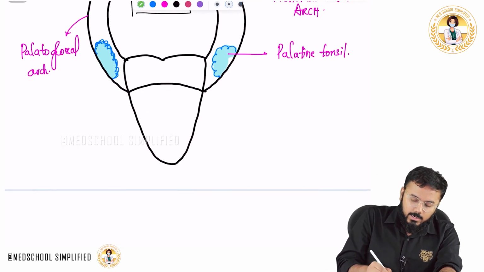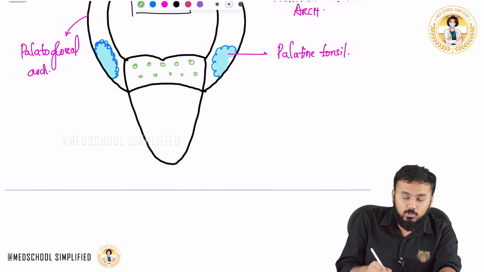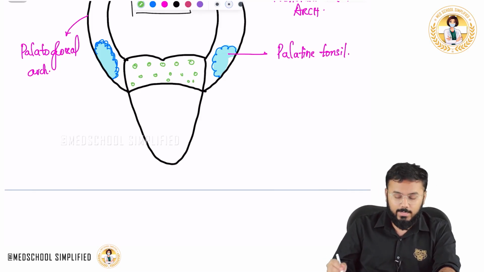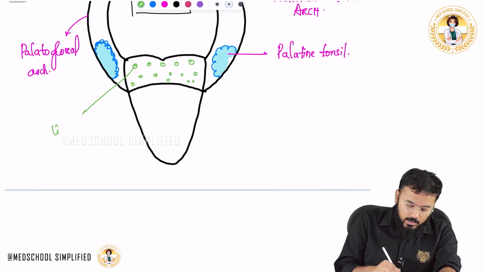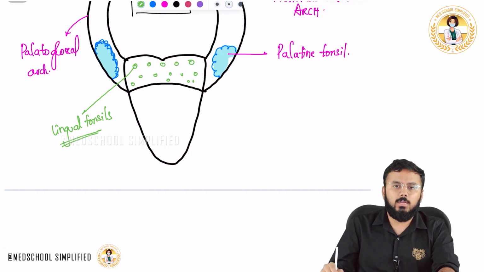Next important thing is that here you have got some tonsils on the posterior surface of your tongue. So these tonsils which are located on the posterior surface of your tongue are nothing but called as your lingual tonsils.